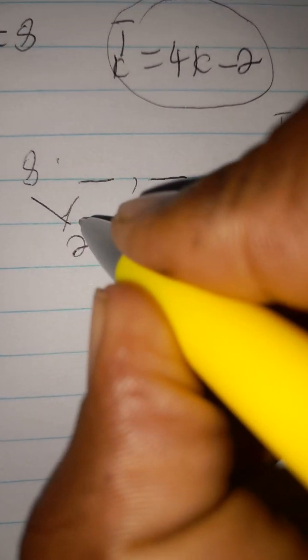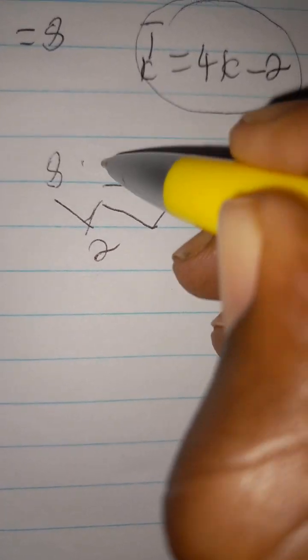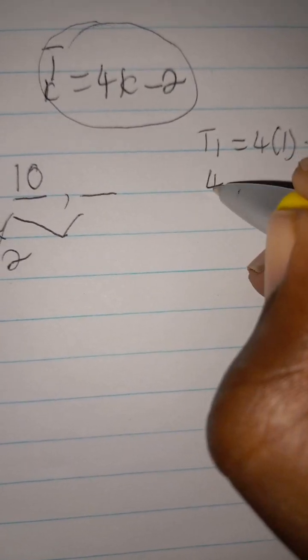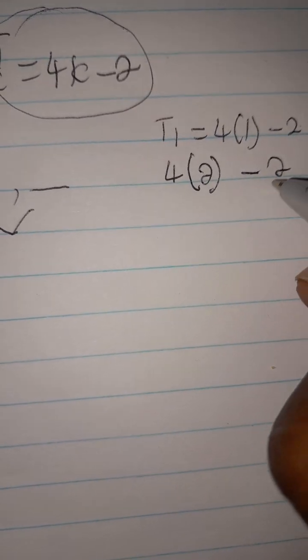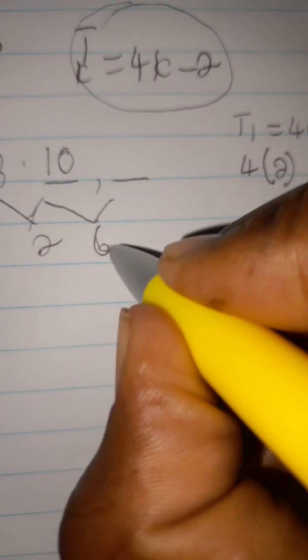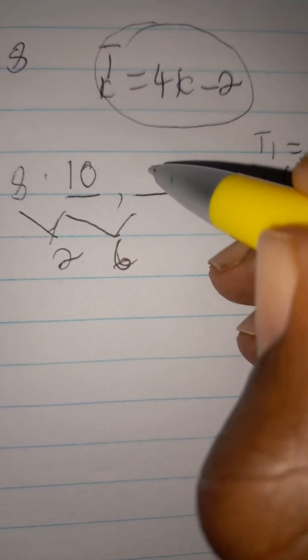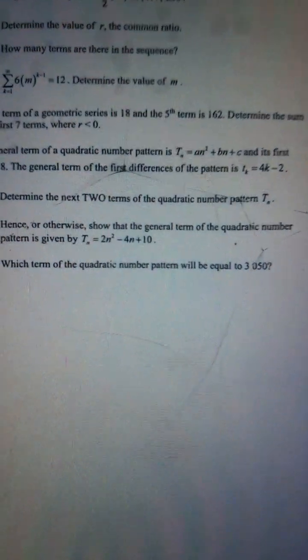So what follows is that for us to get this next term, we say 8 plus 2, that will be 10. So let's plug in another term. 4 times 2, that will be 8. 8 minus 2, that will be 6. Remember, here we have 2. So we place 6 here at the first difference. So to get the next term, we say 10 plus 6, which will be 16. So these are the two terms that they were looking for. It's 10 and 16. The next two terms of the quadratic pattern are 10 and 16.